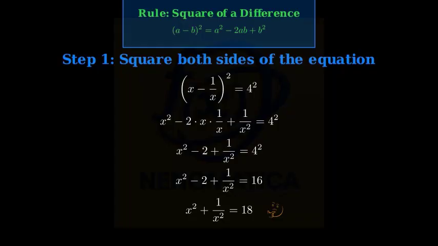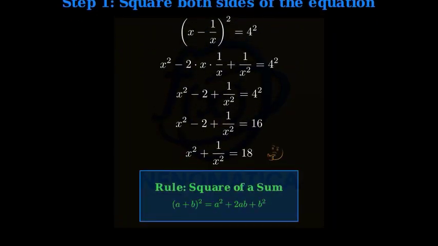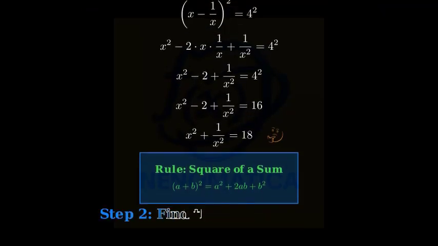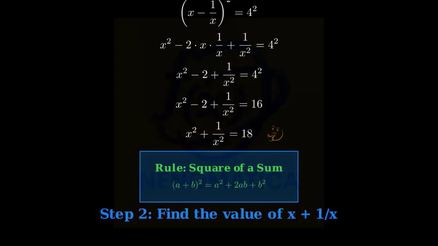Now, let's observe another useful algebraic identity. The square of a sum equals the square of the first term plus twice the product of the terms, plus the square of the second term. We can use this to find the value of x plus 1 over x.